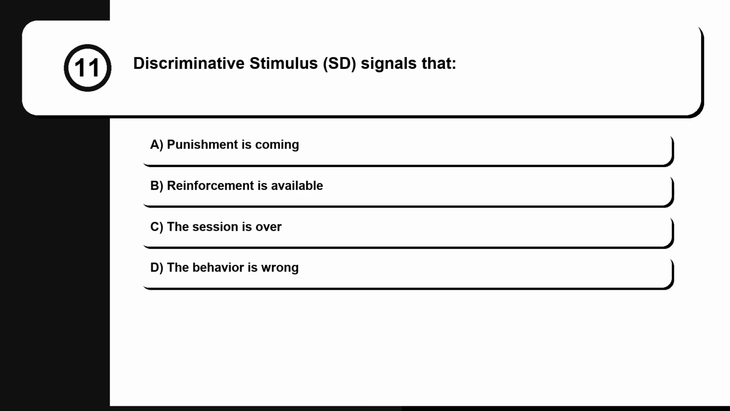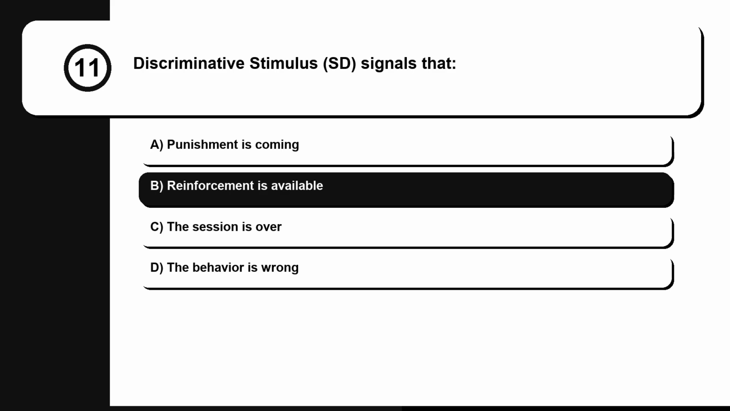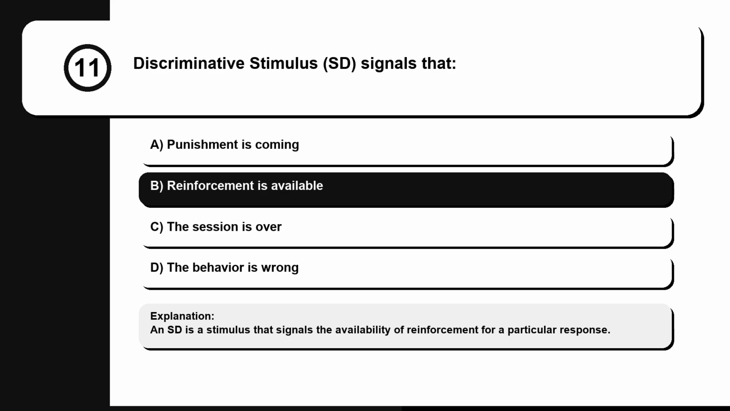Question 11. Discriminative stimulus, SD, signals that A. Punishment is coming, B. Reinforcement is available, C. The session is over, or D. The behavior is wrong. The correct answer is B. Reinforcement is available. An SD is a stimulus that signals the availability of reinforcement for a particular response.